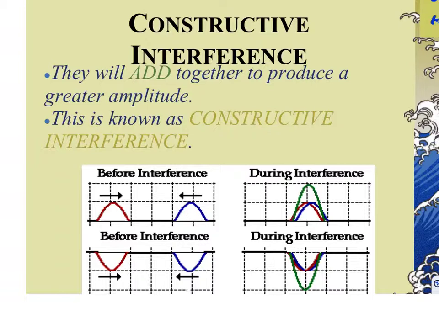So before interference, I have this red and blue wave coming towards each other. During the collision, the green wave is what you'll see. Just imagine you're in the swimming pool, you see one person do the cannonball on one side, another person does a cannonball on the other, you're going to get a bigger ripple in the middle, right?